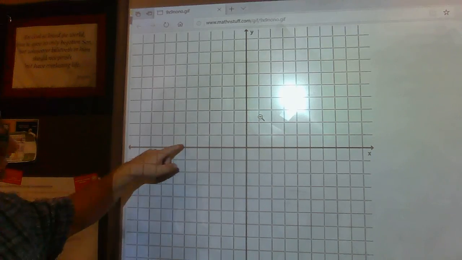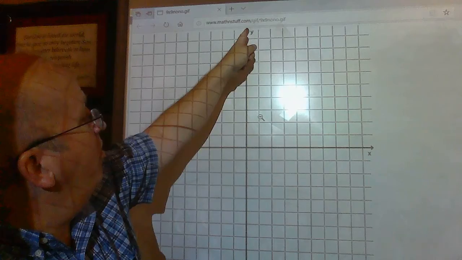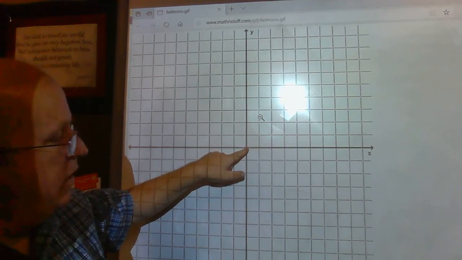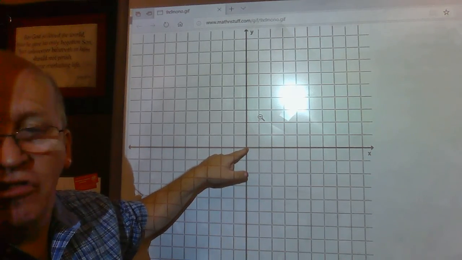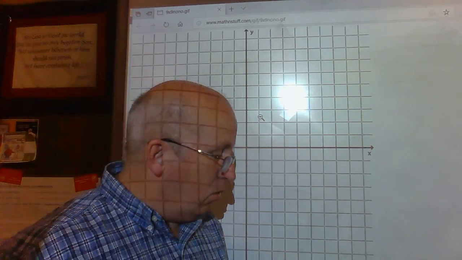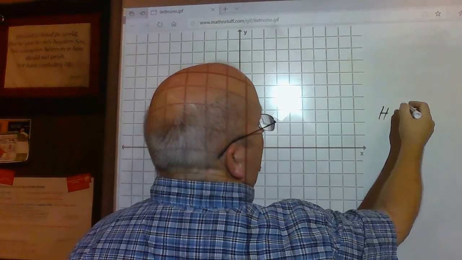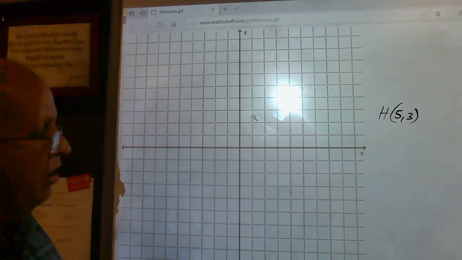If you recall, this line is called the x-axis right here. The x-axis. This line is called the y-axis. And the middle right here is called the origin, or it's also called location 0, 0. Okay, so number 4 says, where is H if you put it at the ordered pair of 5, 3? Where is H at 5, 3?